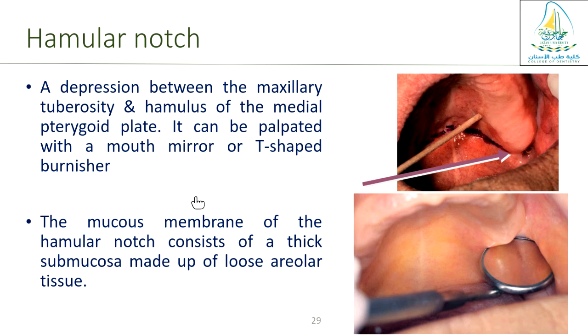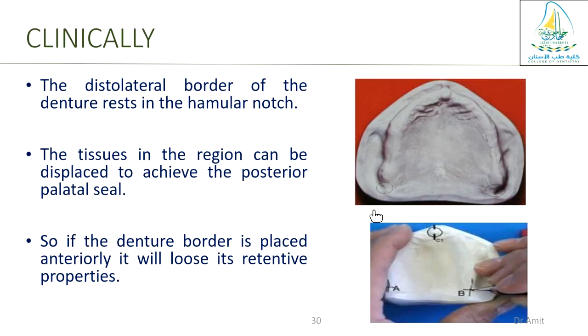Now the mucous membrane of this hamular notch consists of thick submucosa, which is made up of loose areolar tissue. So it is made up of thick submucosa, so we can apply our pressure. It is one of the limiting structures. So it is this structure that we are talking about. It is the hamular notch area.